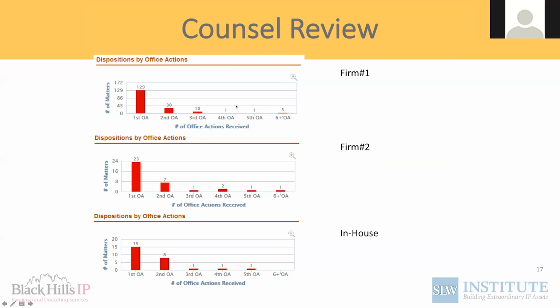However, Firm 1 was doing great with little to none, but then they popped up a little bit on 3 office actions. So they all seem to have a little bit of stragglers, but the best one here seems to be in-house, where they have no 6+ office actions, and they're trying very hard to stay in the 1 to 2 office action range.